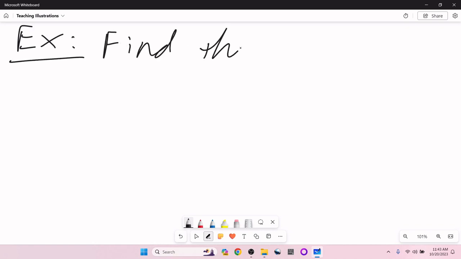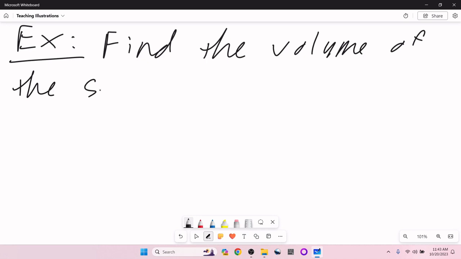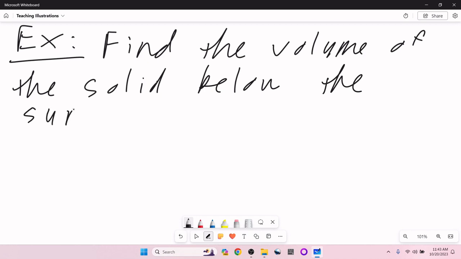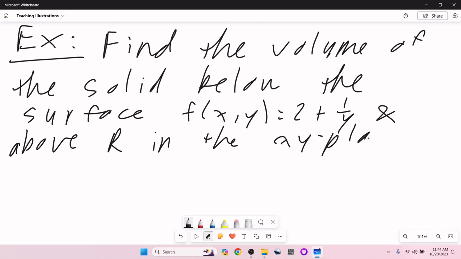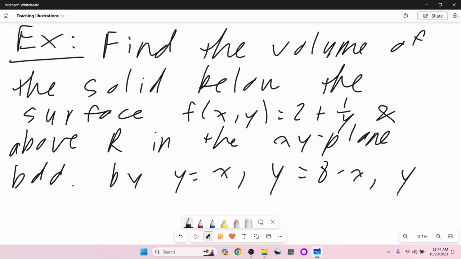Find the volume of the solid below the surface f of x, y equals 2 plus 1 over y, and above the region R in the xy plane bounded by y equals x, y equals 8 minus x, and y equals 1. Okay, copy that down because I'm going to erase it.